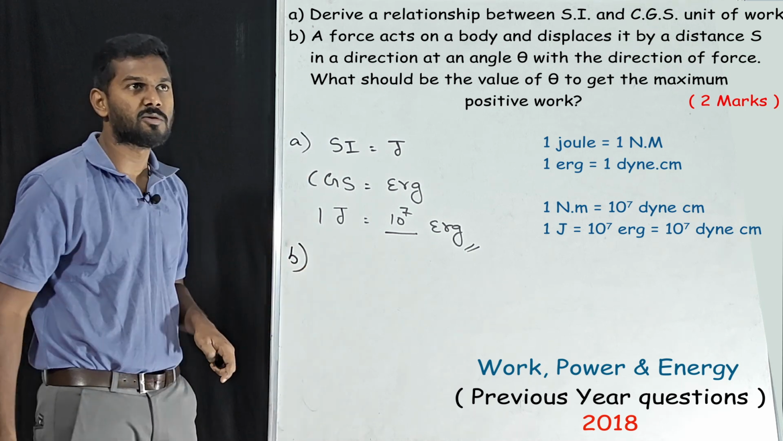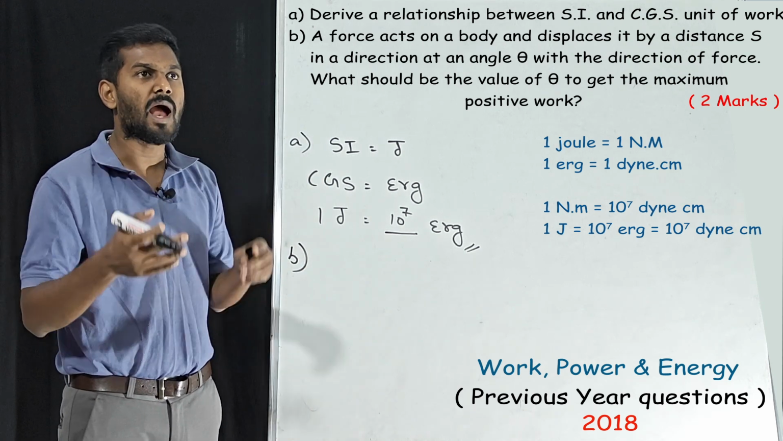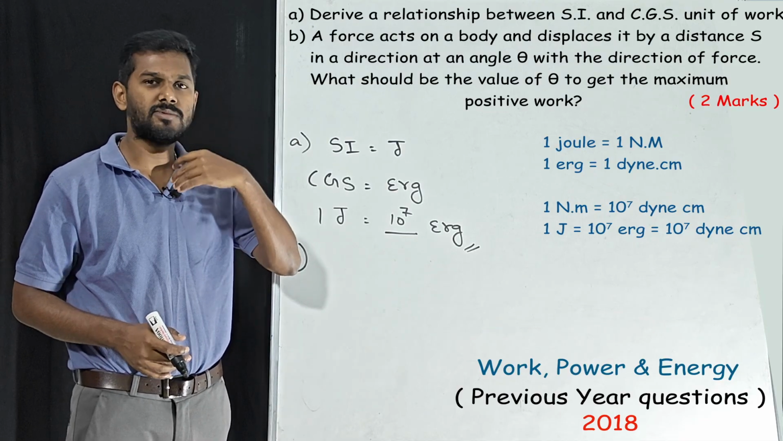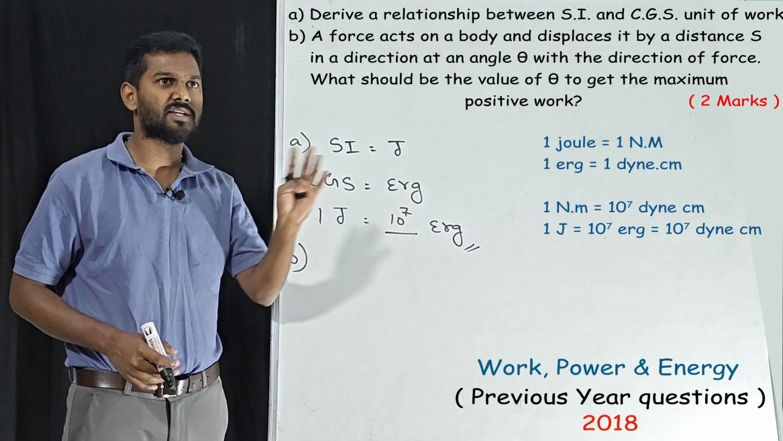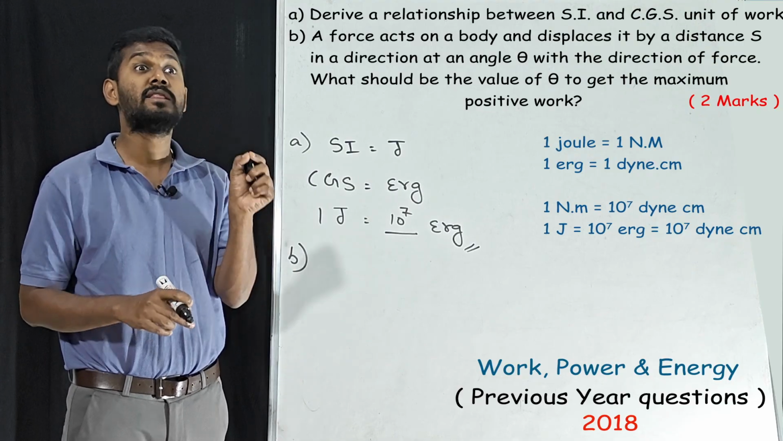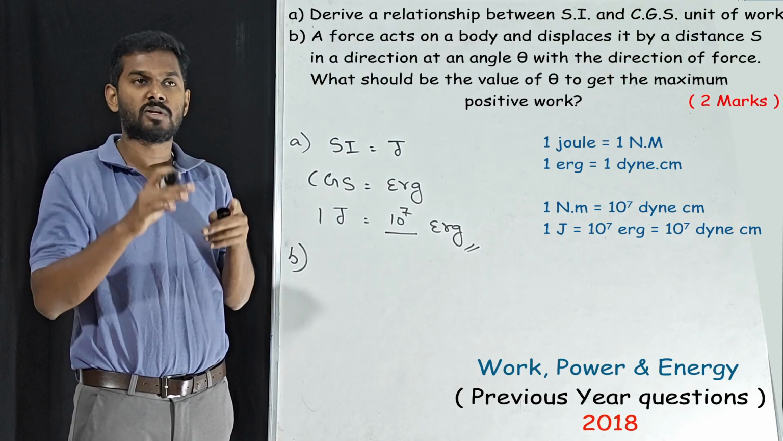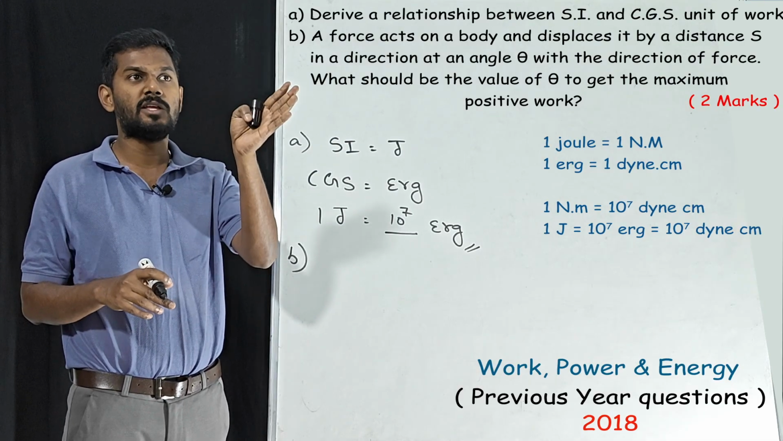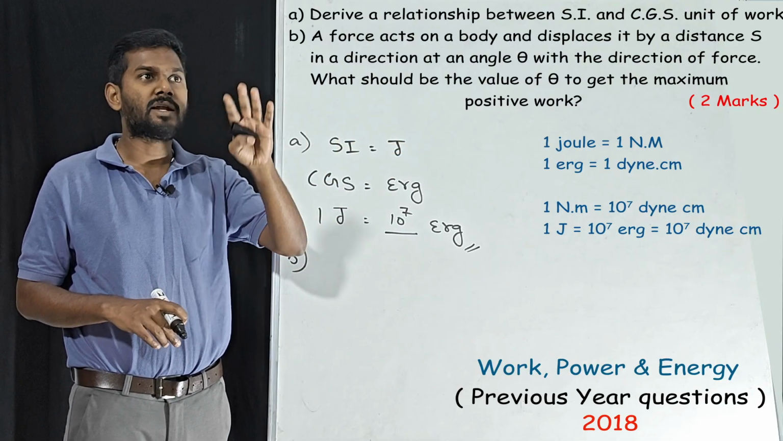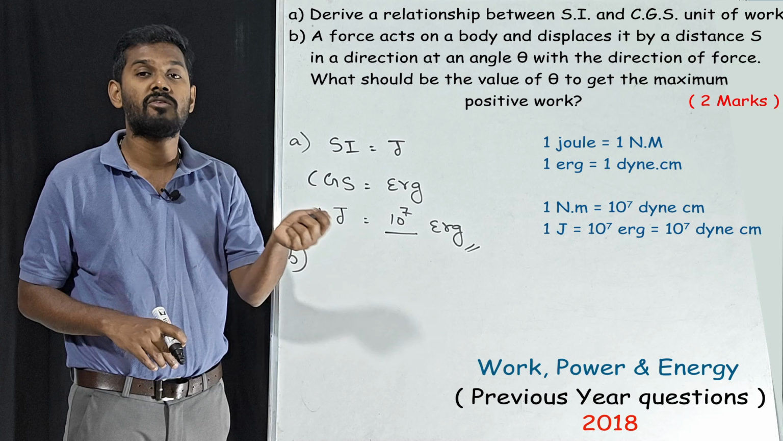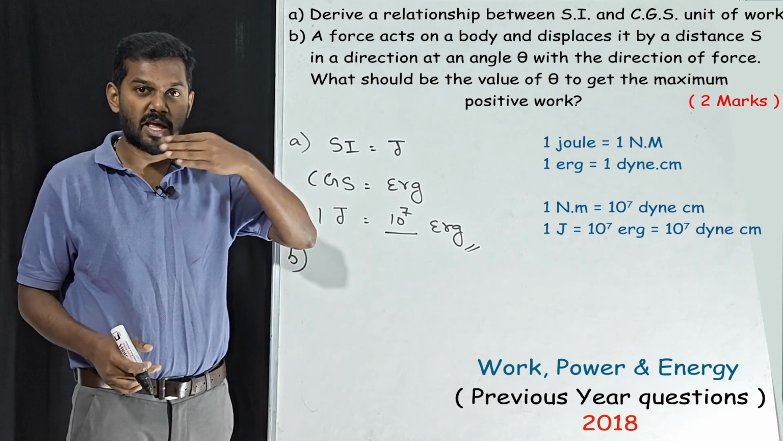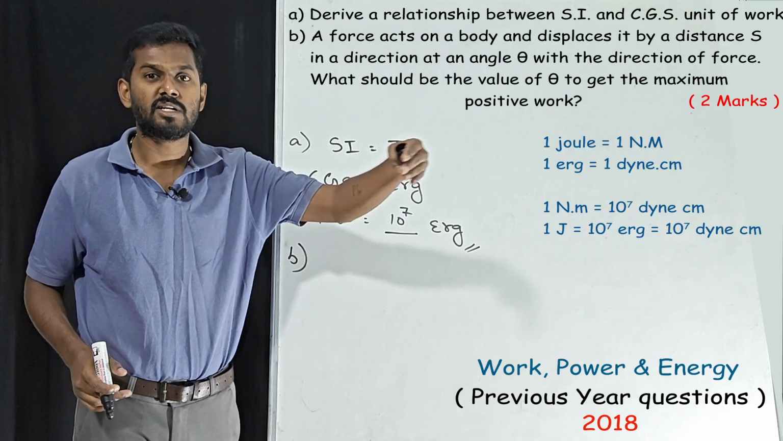We'll go to sub question B. A force acts on a body and displaces it by a distance S in a direction at an angle theta with the direction of force. If you understand this question properly, what do you mean by that? With the direction means in which direction force is applied, in the same direction the object is moved.